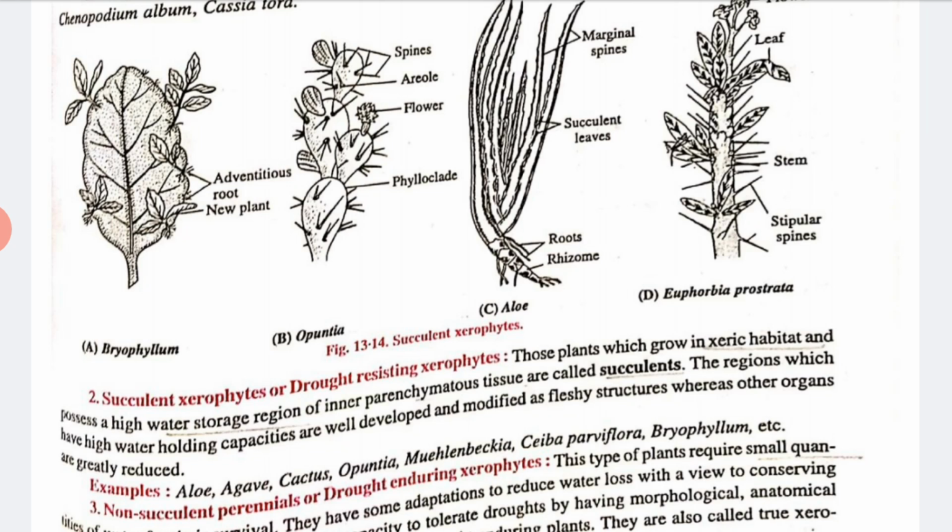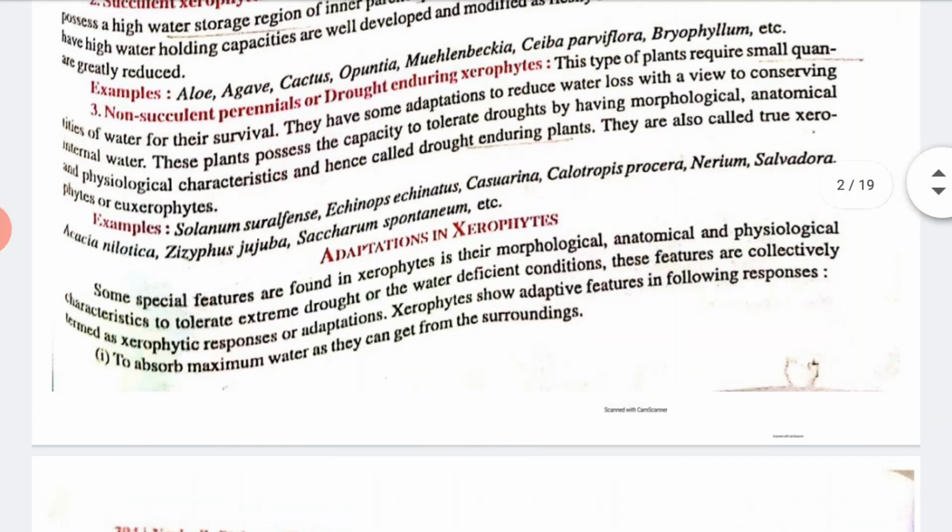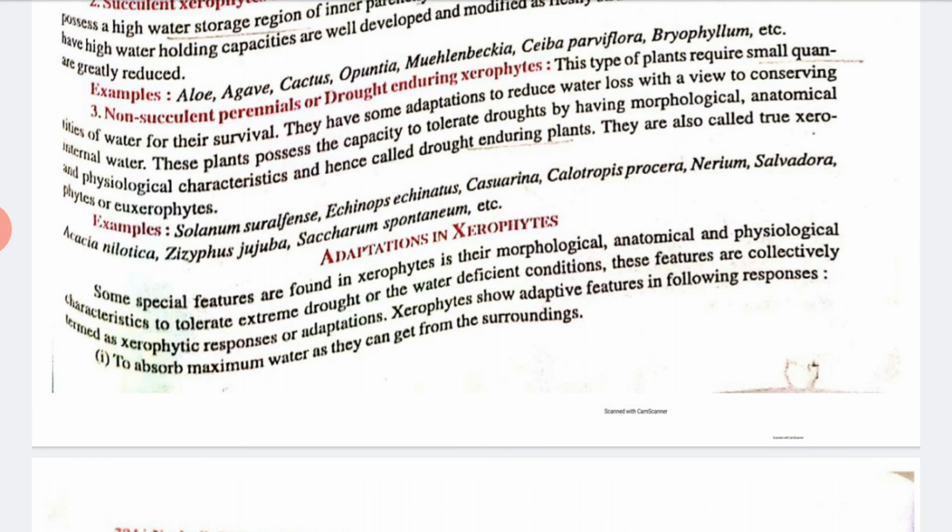Now next we have non-succulents. This type of plant requires small quantities of water for survival, meaning a very small amount of water. On the basis of the water they need, they are classified into the following groups. Now we will talk about adaptation of xerophytes. Some features are found in xerophytes, morphological, anatomical and physiological characters, to tolerate extreme drought or water deficiency conditions. These features are collectively termed xerophytic adaptation, right?